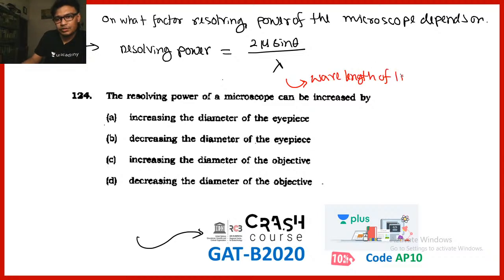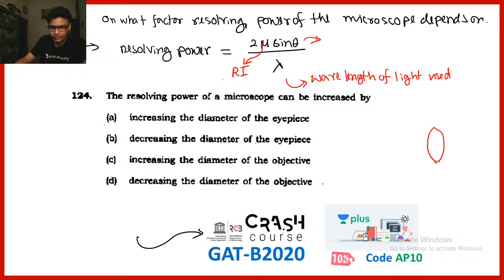Lambda is the wavelength of the light used. Mu is the refractive index of the media. And what is sine theta? If we try to draw an objective lens, so this is the objective lens, which is badly deformed in my hand.